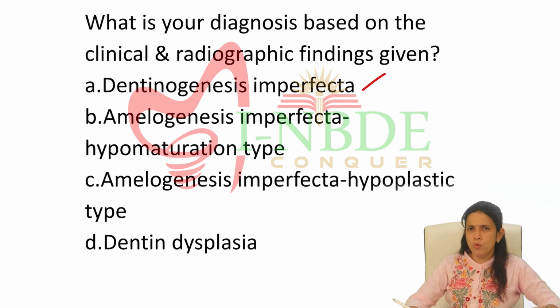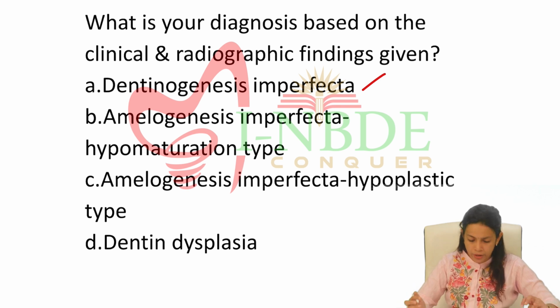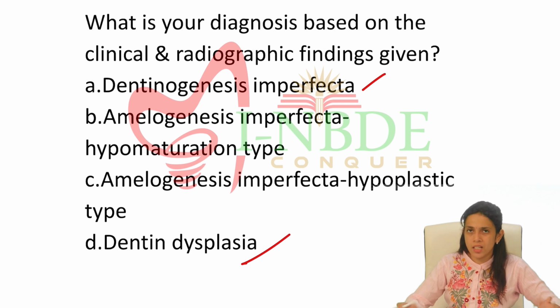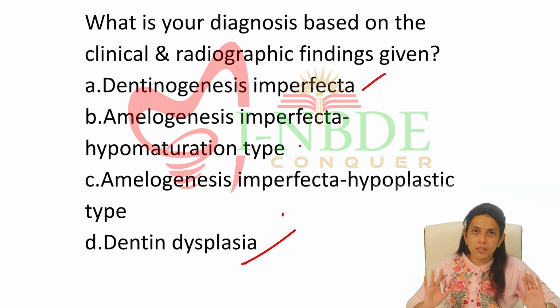Dentinogenesis imperfecta? No. There will be obliteration of the pulp chambers. We have never heard of this picket fence appearance there. Dentin dysplasia, rootless teeth? No. So the other two: hypomaturation and hypoplastic type of amelogenesis imperfecta. So it is a case of amelogenesis imperfecta, yellowish discoloration you see. So among these two, what could it be?